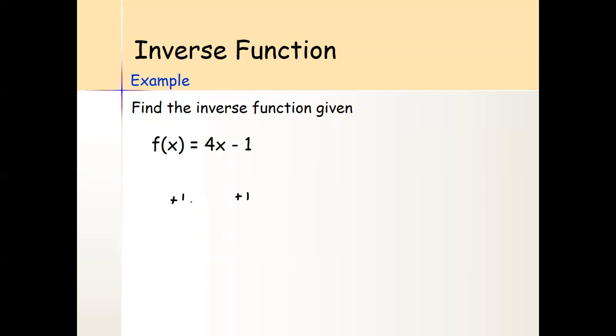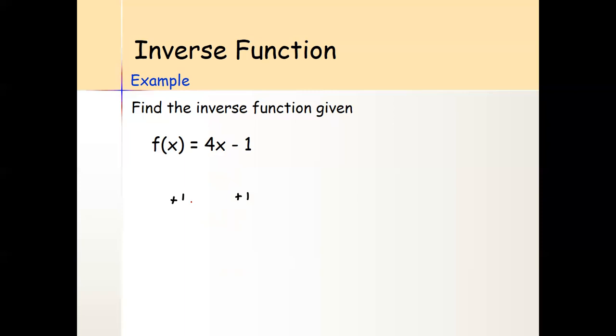So find the inverse function given f of x equals 4x minus 1. So again, think about it. We've timed x by 4, and we've taken away 1. What's the opposite of taking away? Add 1. And then what's the opposite of multiply by 4? Divide by 4. So we need to do two things. We need to add 1 and divide by 4. And we have the inverse of a function.